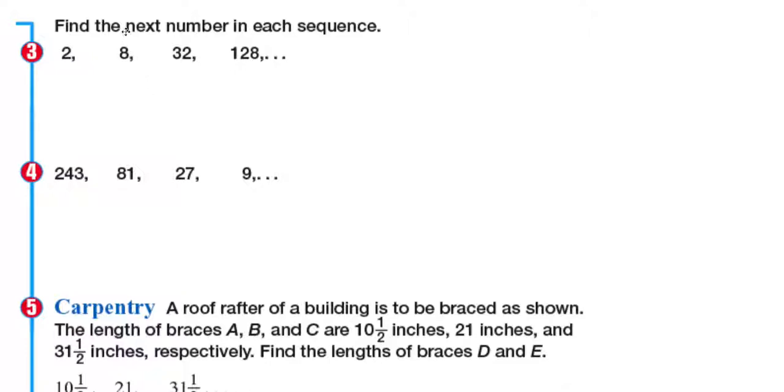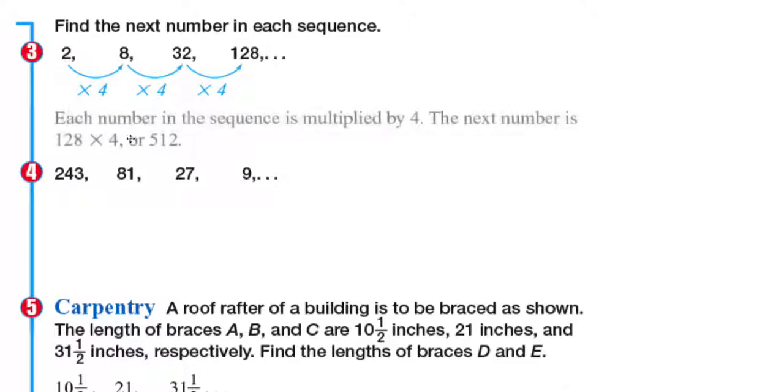So we want to find now the next number in each sequence, and these are all geometric sequences. So 2, 8, 32, and 128, you multiply each by 4. Therefore, the next number should be multiplied by 4. So the next number is 512.